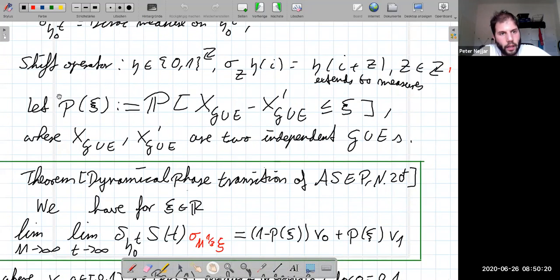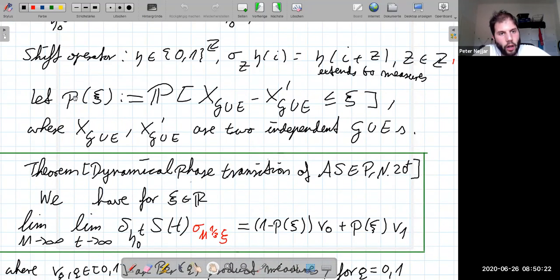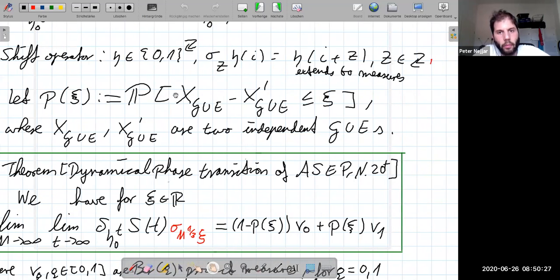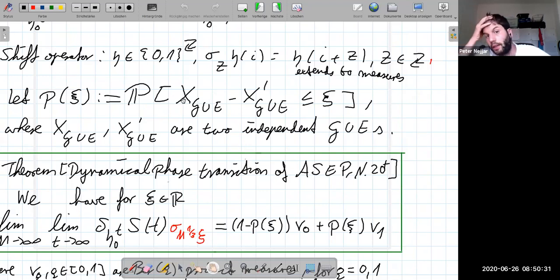So now we introduce a notation we call P of xi. P of xi equals the probability that the difference of two independent GUE-distributed random variables is smaller or equal than xi. So you have two independent GUEs, you look at their difference, and you look at the probability that this difference is smaller than xi.